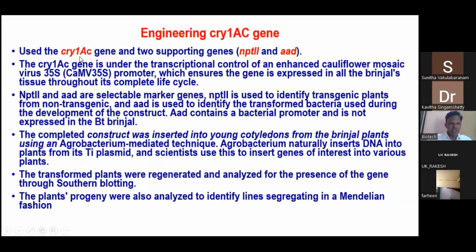So scientists have engineered the Cry1Ac gene. I request all the students to please give some thought to this. It's called the Cry1Ac gene. This is called crystal 1 Ac gene.